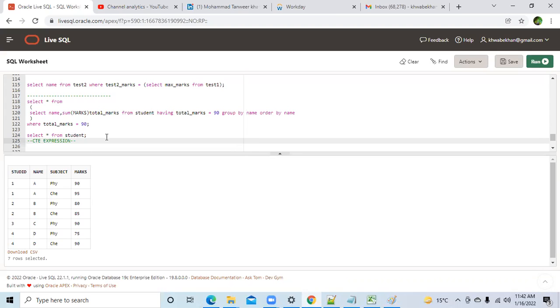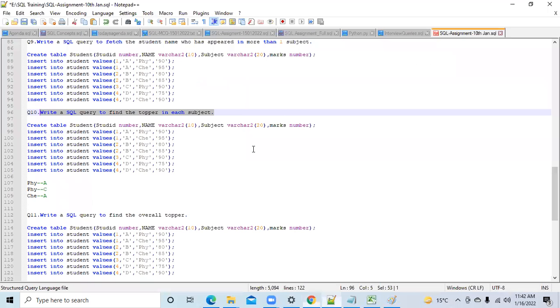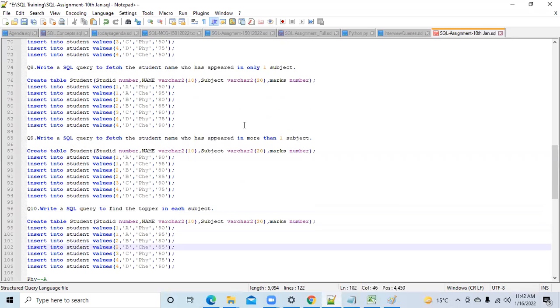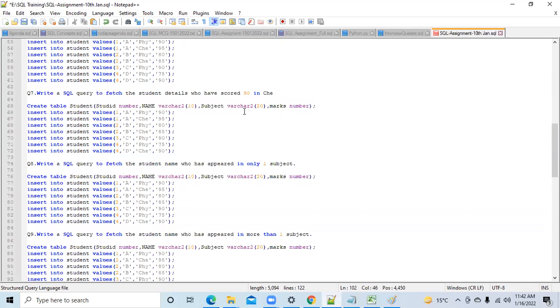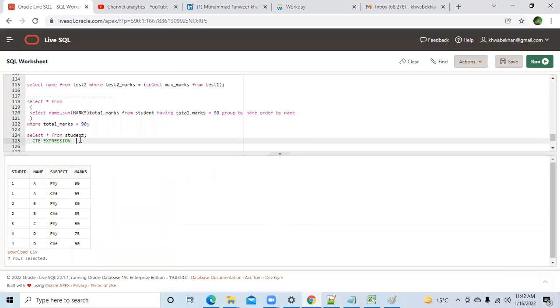So I will show you one more use of CTE expression right now. Suppose the requirement is, take any question from here, a simple question. Let us segregate the students who have scored 90 in chemistry. So this is the question: who has scored 90 in chemistry. Let's solve this with the help of CTE expression.